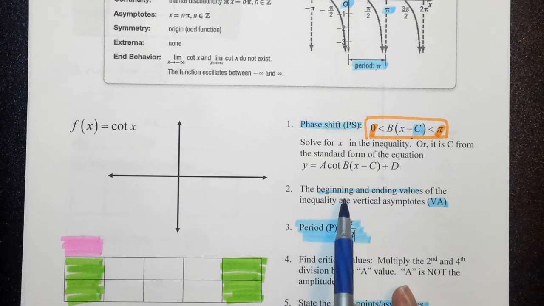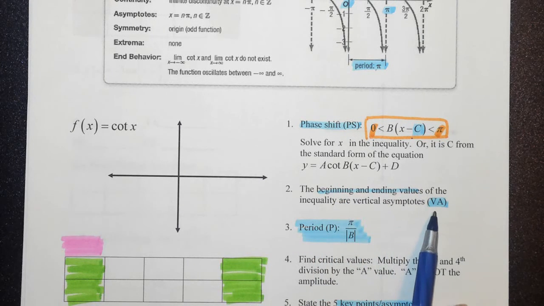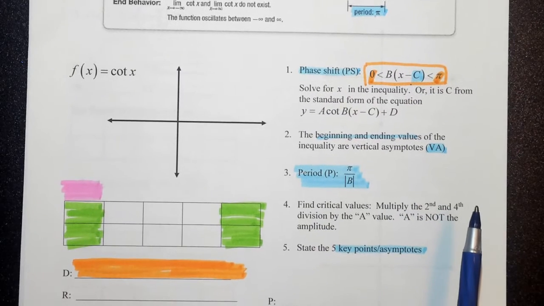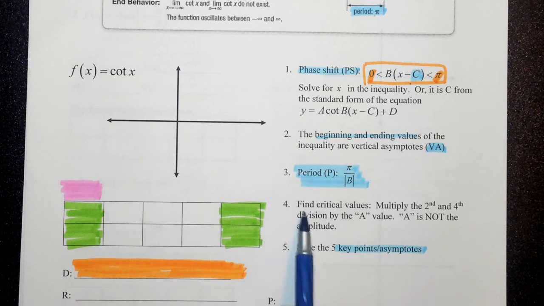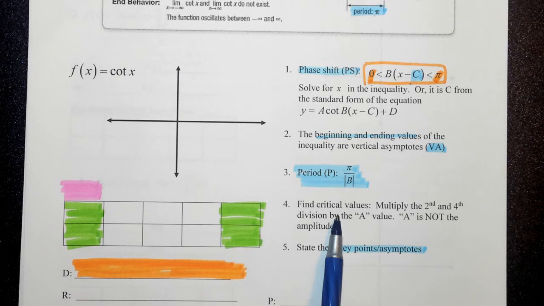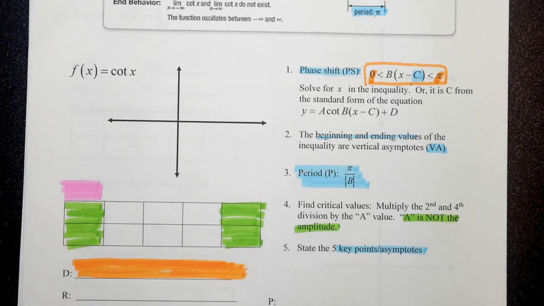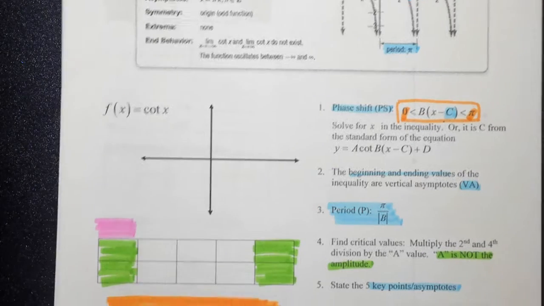The beginning and end values will still be vertical asymptotes. We will still find our period of this function by taking pi divided by b, and we will find all critical values, okay, just like we did before. And again, your a value is not an amplitude. It's going to be a stretch or compression. It is not an amplitude. So I'm going to talk about some basic characteristics, and then I'll show you an example.